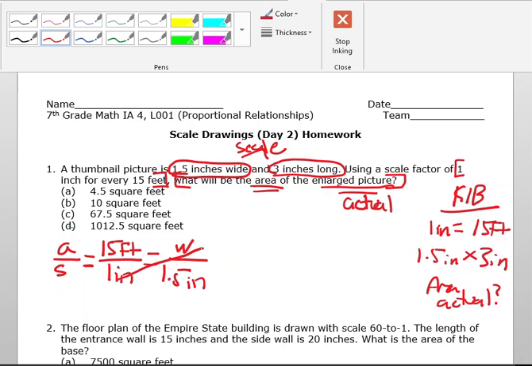All right, so I have 1W, and then I have 15 times 1.5. And that's going to give me 22.5. So my width is equal to 22.5 feet. Okay. All right, now I'll find my length.